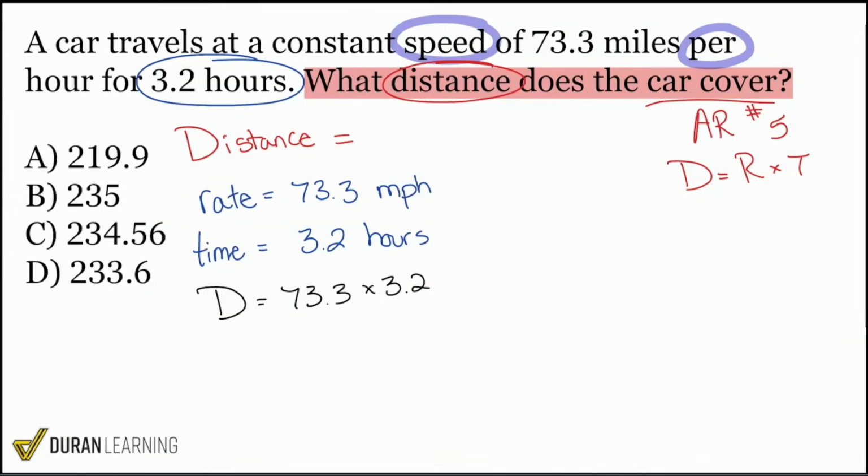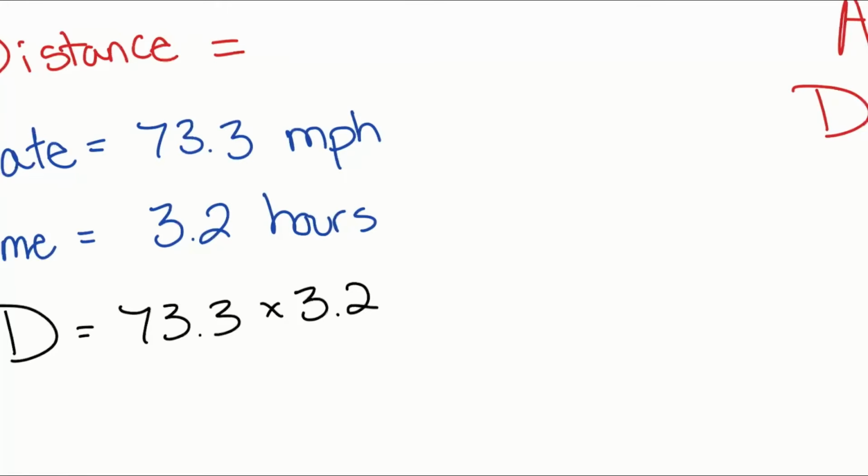Even if you made a mistake after this point and you had the setup done properly, I'll still give you the kudos. You still deserve to feel good about this problem because you knew what needed to be done. You just need a little more practice with dealing with larger and different numbers. Is that fair to say for some of us here? Okay, sounds good. So let's go ahead and give it a shot here. 73.3 times 3.2. All right, there we go.